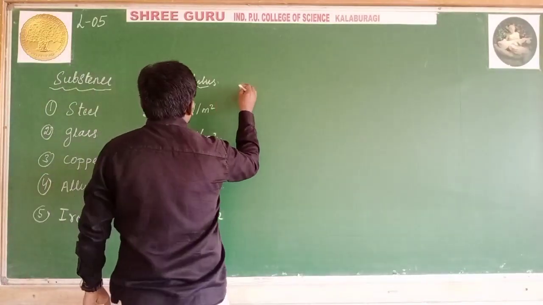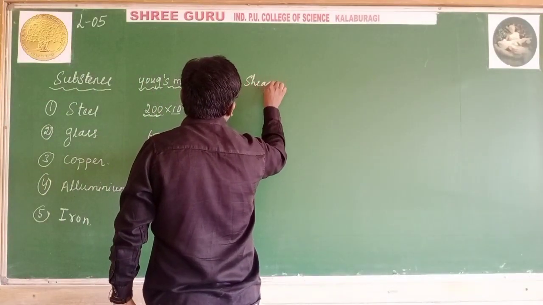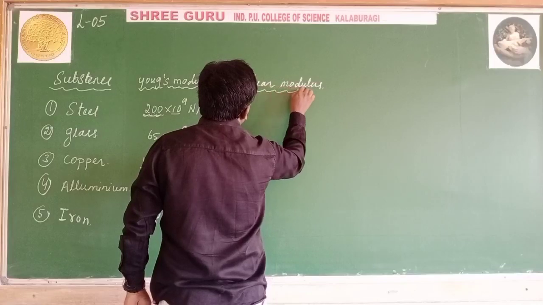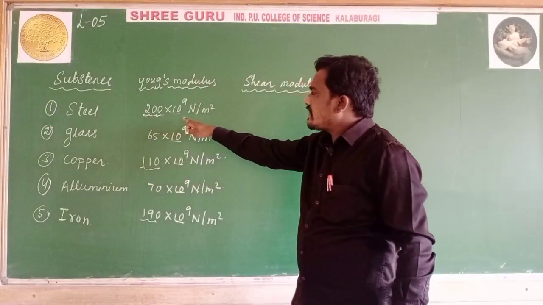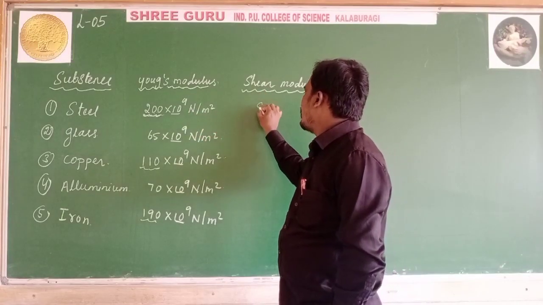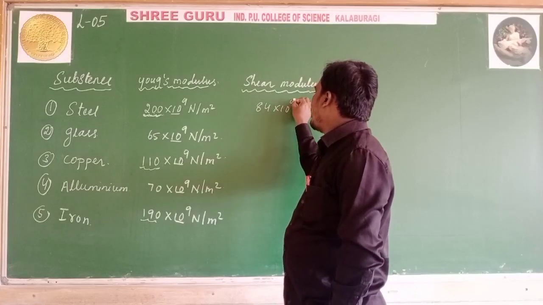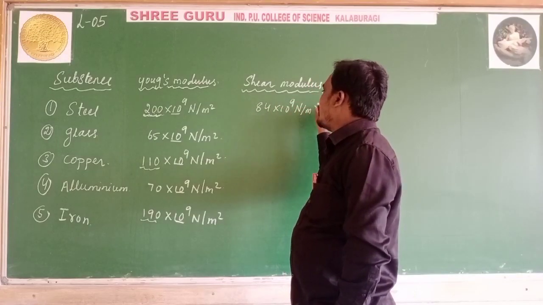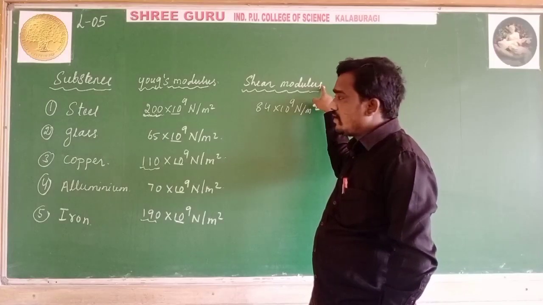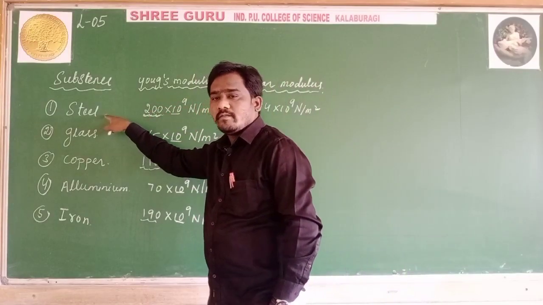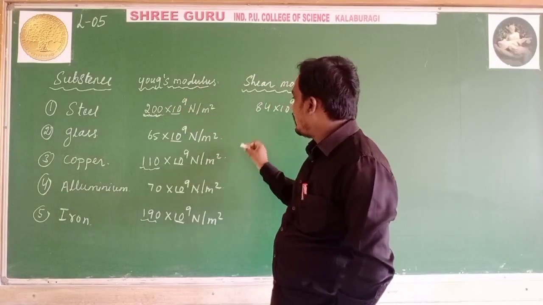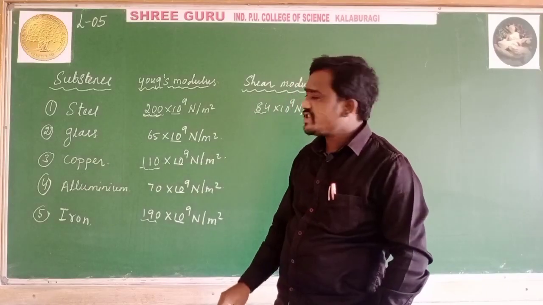Similarly, for shear modulus values: the steel Young's modulus is 200 into 10 to the power of 9 newton per meter square. Similarly, the shear modulus of steel is 84 into 10 to the power of 9 newton per meter square. Keep in your mind, for both Young's modulus and shear modulus the power is the same, 10 to the power of 9. Only the numerical values change.